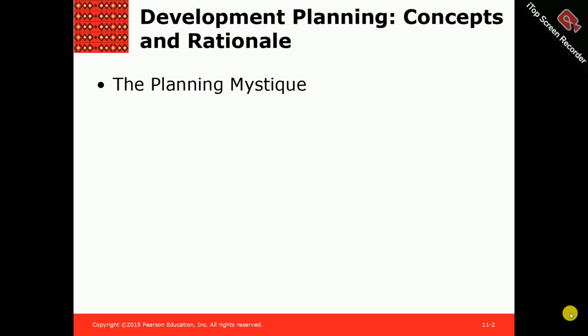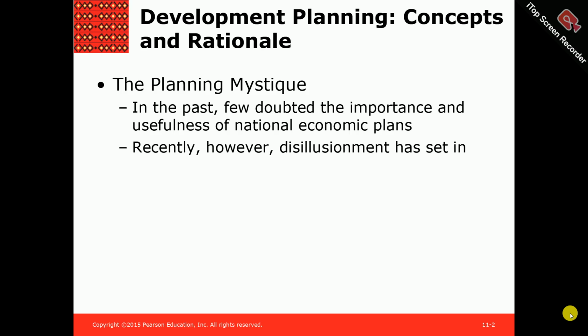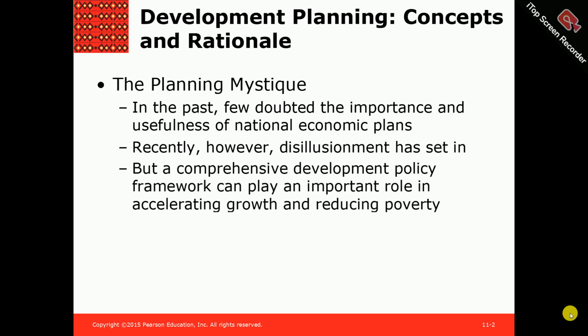There was one time when a lot of interest was taken in government planning, and it can be termed as planning mistake. In the past, very few people doubted the importance and usefulness of national economic plans, and governments used to make a large amount of plans. However, very recently, disillusionment has set in regarding the importance of public planning and policy. So, a comprehensive development policy framework can play an important role in accelerating growth and reducing poverty and inequality.